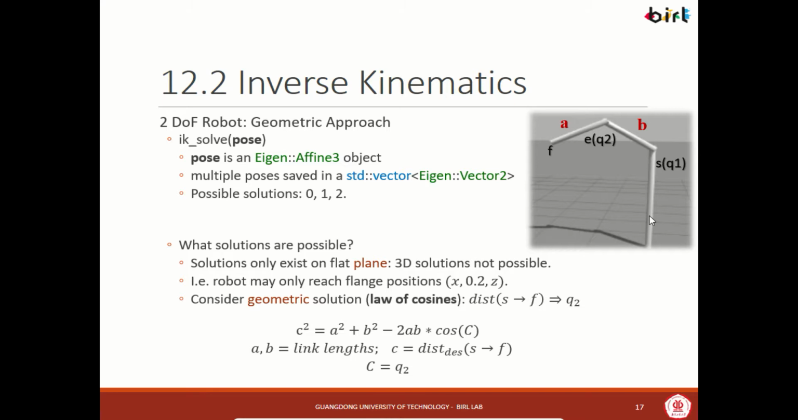Yeah, so here we have the equation for the law of cosines: c squared equals a squared plus b squared minus 2ab cosine of big C. A and b would be the link lengths. Small c is the distance from the shoulder to the flange. And big C, the angle that we care about, would be q2, right?